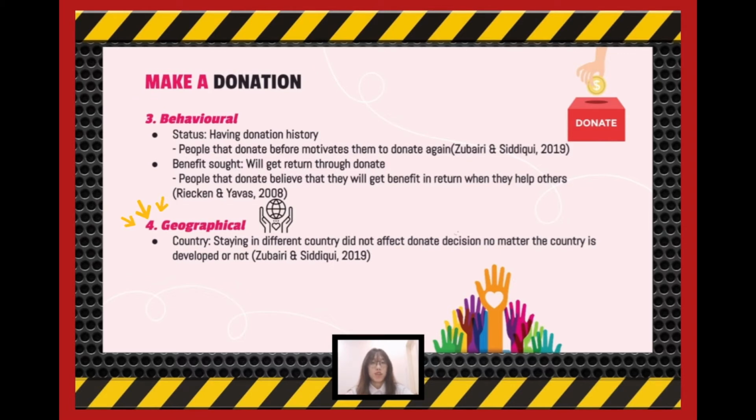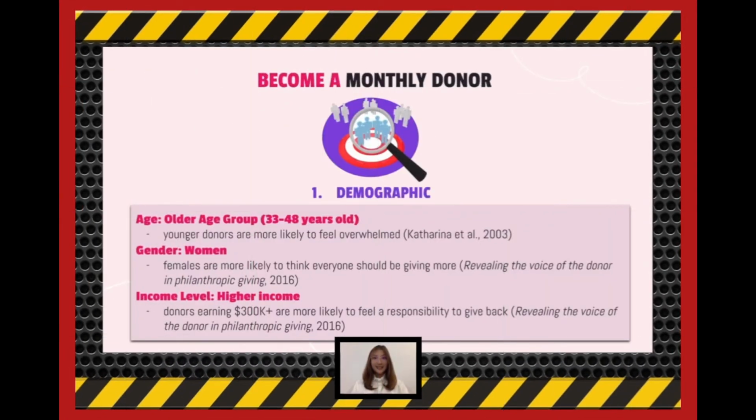Lastly is the geographic segmentation. Whether the country is developed or developing did not become a variable affecting the donation decision. Next is Become a Monthly Donor.